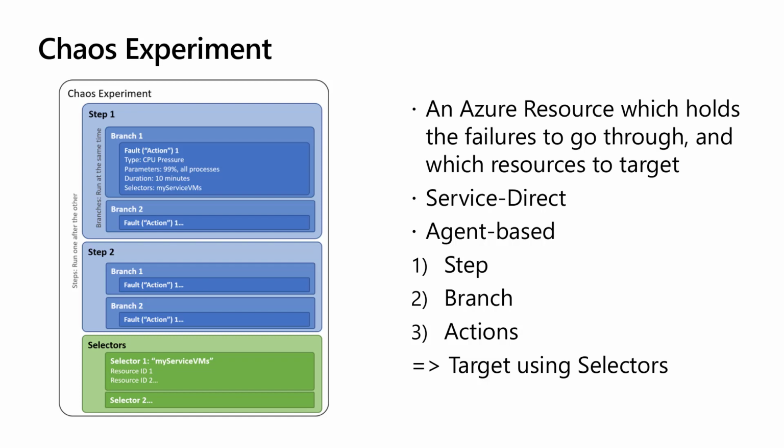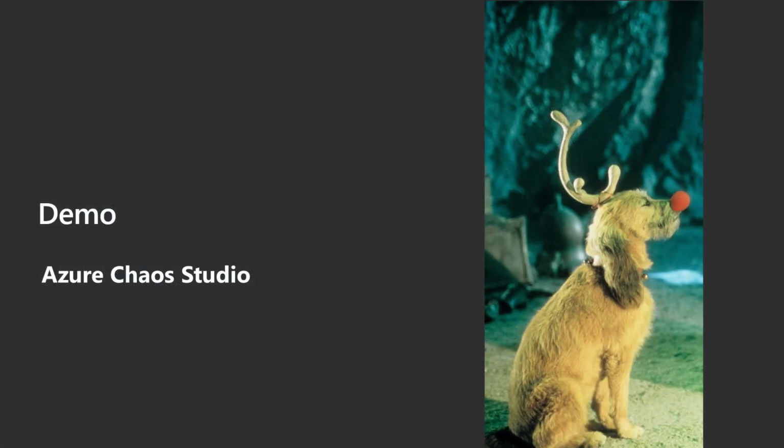The target, which is defined in the selectors all the way down at the bottom, can be different for similar branches. In this example here, it's targeting a group of virtual machines, but we could also reuse the same CPU load testing against, for example, a cluster of Kubernetes nodes, or why not targeting an Azure web app. And that's mainly what Azure Chaos Studio is about.